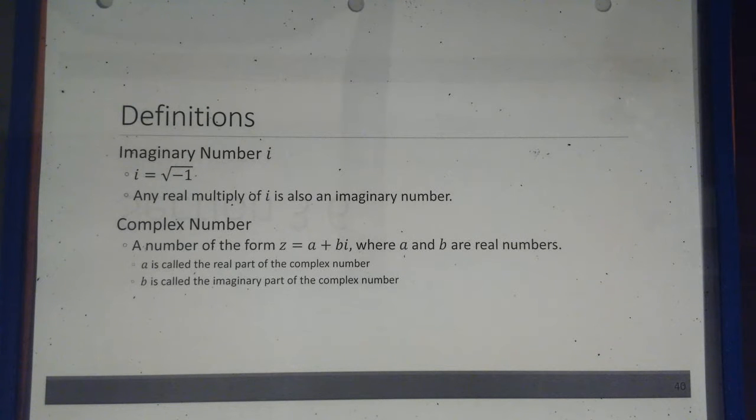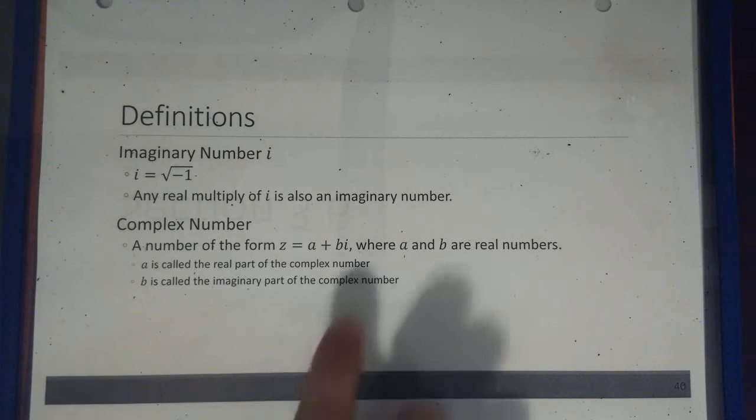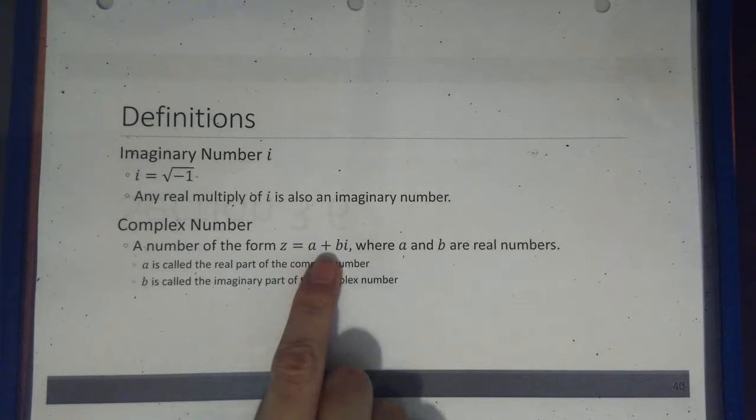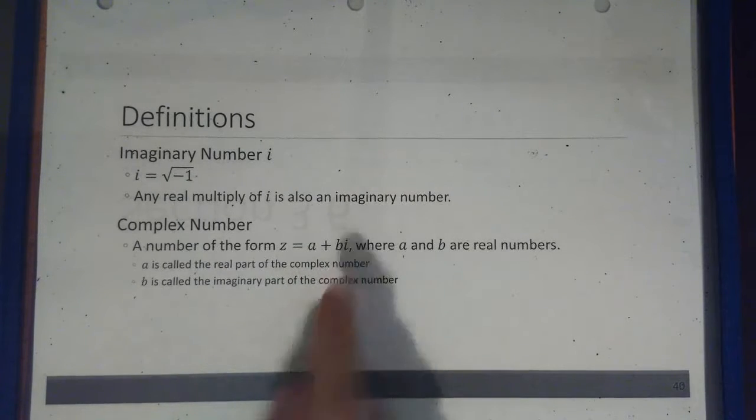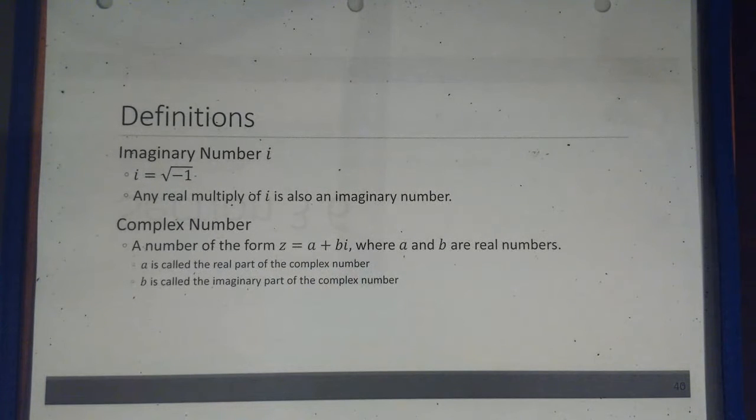Now, when we put a real number added to an imaginary number, we get what's called a complex number. So a complex number is in the form z equals a plus bi. So we have a real number plus an imaginary number. We say that a is the real part of the complex number and b is the imaginary part of the complex number. Now we're going to start by simplifying some of these.